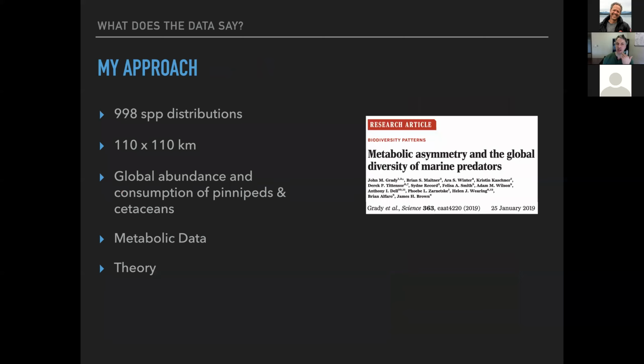So I decided to do a synthesis. There's more and more data coming out on where these things live, so I increased the sample size to about 1,000 large vertebrate species and shrunk the grid cells to 110 kilometers, about 1 degree lat-long. I contacted Kristen Kashner, who has all this data on the global abundance and consumption rates of pinnipeds and cetaceans, so we could look at the metabolic flux of energy and biomass over space. I added more metabolic data to look at differences between these groups that I thought would be relevant and tried to bake in a theoretical framework.